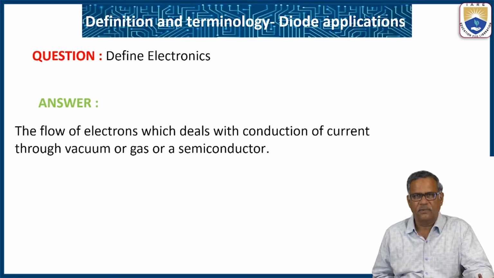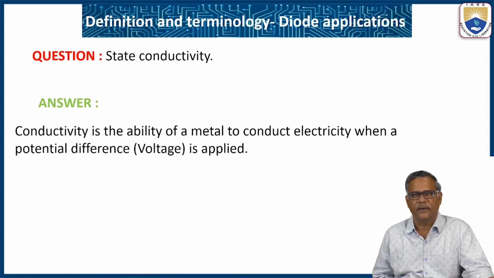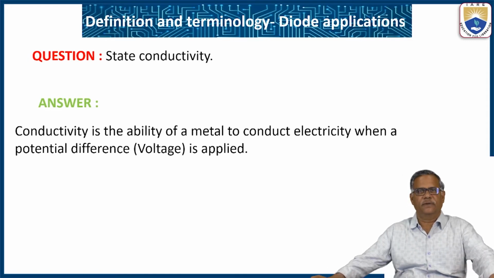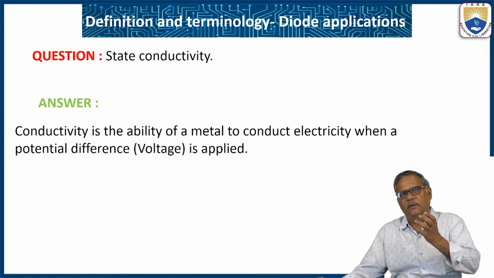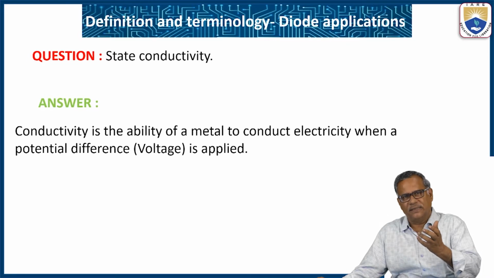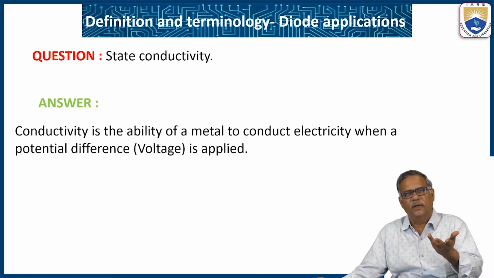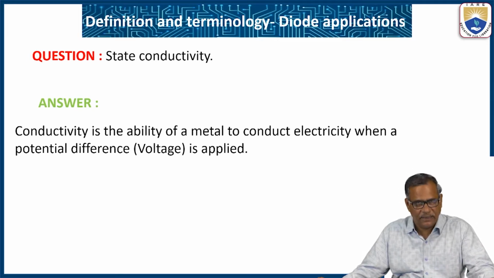Define electronics. In the name itself we have electrons. It deals with the flow of electrons, the conduction of current through vacuum or gas or through a semiconductor. That is how electronics is defined. State conductivity: it is the opposite of resistance. Conductivity is the ability of a metal to conduct electricity when a potential difference is applied. If a material has very little resistance, naturally the conductivity is more. If the material has more resistance, the conductivity is less.